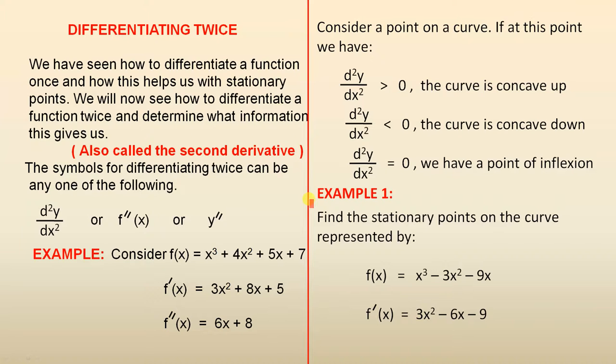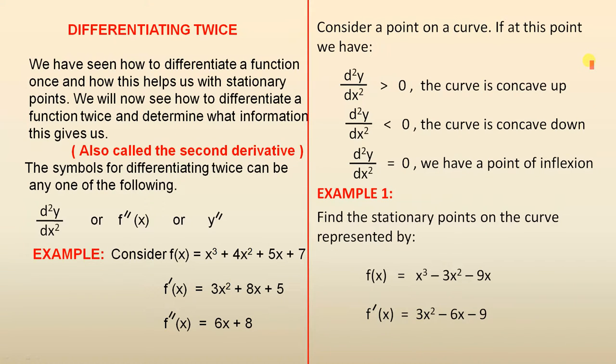Example, let's consider the function f(x) equals x cubed plus 4x squared plus 5x plus 7. The first derivative, when we differentiate once, gives us that. And the second derivative gives us 6x plus 8.